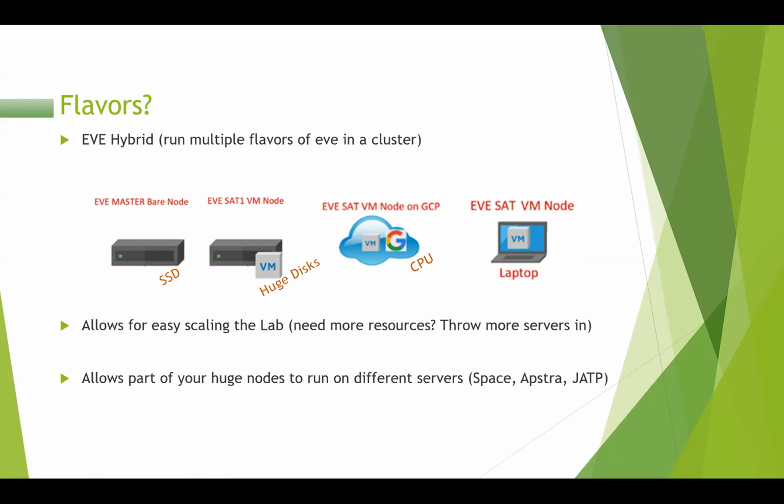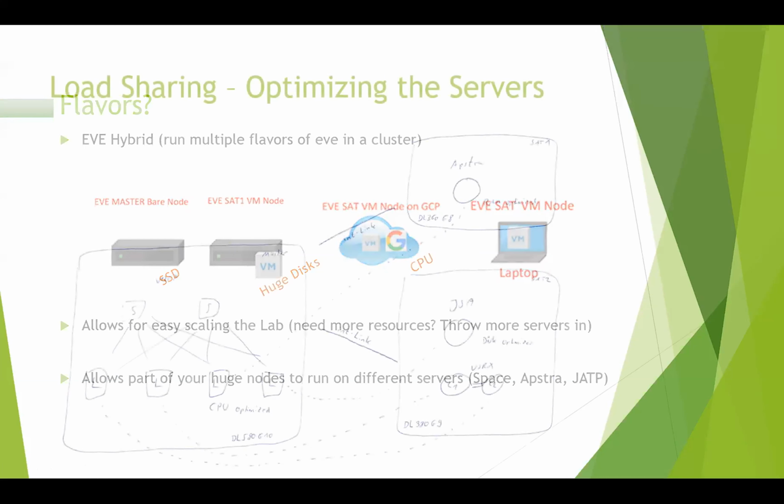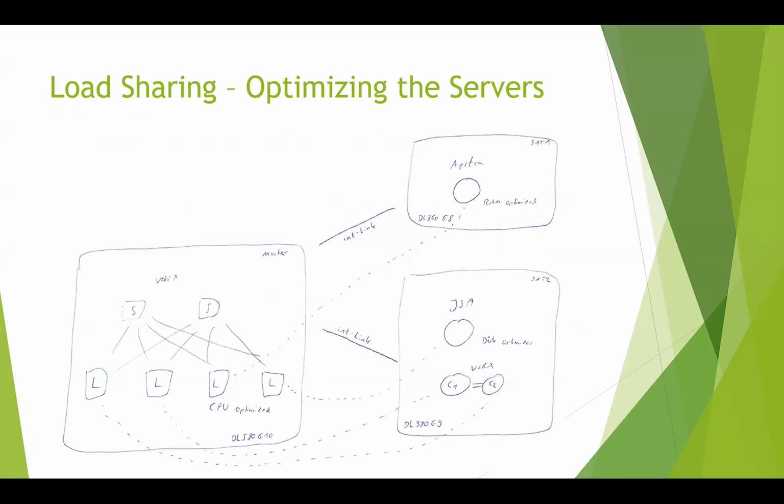For example, we will now look at some of the Abstra or JATP stuff, where it makes sense to select the appropriate server type for this lab. So what I've done here, excuse my very bad drawing, is I've started to create a lab with Abstra. And of course, I wanted to throw some JSA in it, so some security. That's basically what I tried to do here.